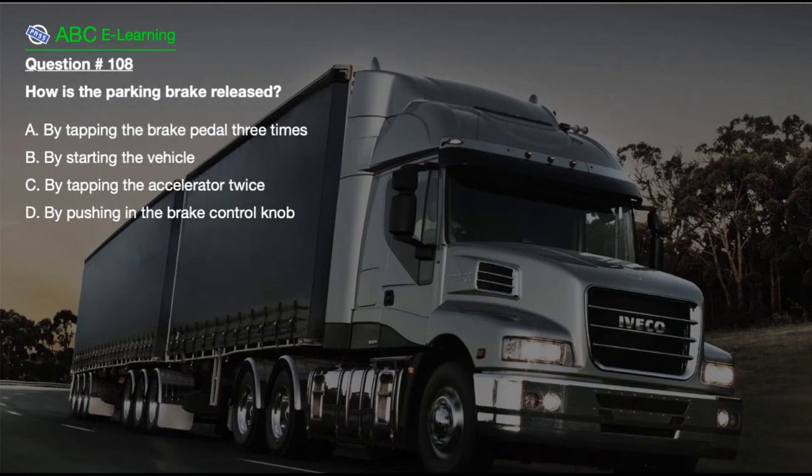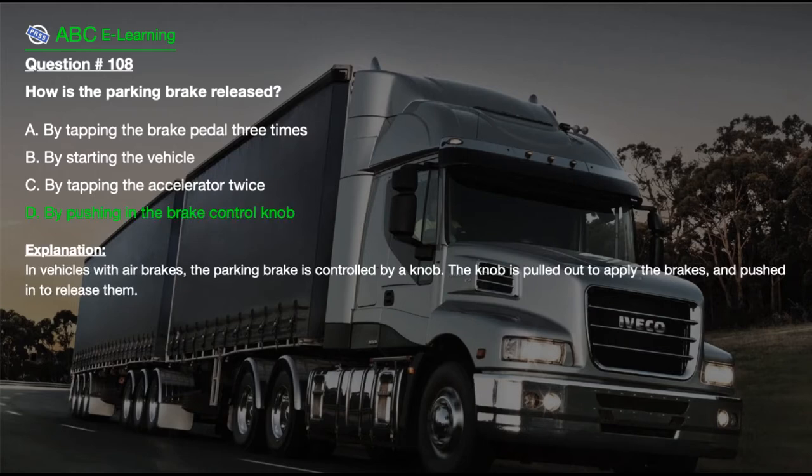Question number 108. How is the parking brake released? A. By tapping the brake pedal 3 times. B. By starting the vehicle. C. By tapping the accelerator twice. D. By pushing in the brake control knob. The correct answer is D. By pushing in the brake control knob. Explanation. In vehicles with air brakes, the parking brake is controlled by a knob. The knob is pulled out to apply the brakes, and pushed in to release them.